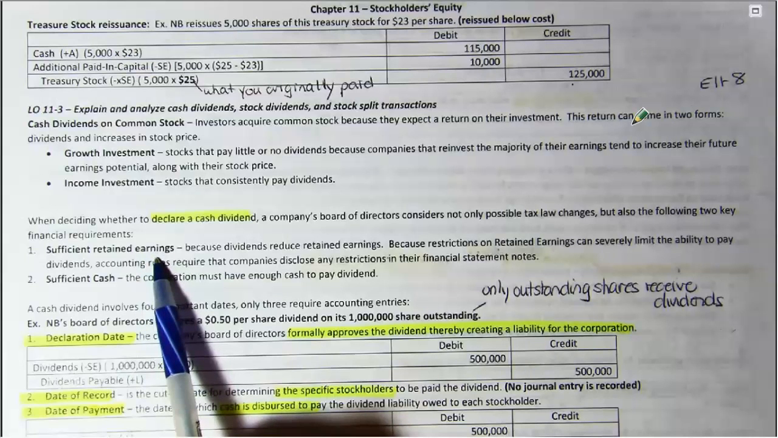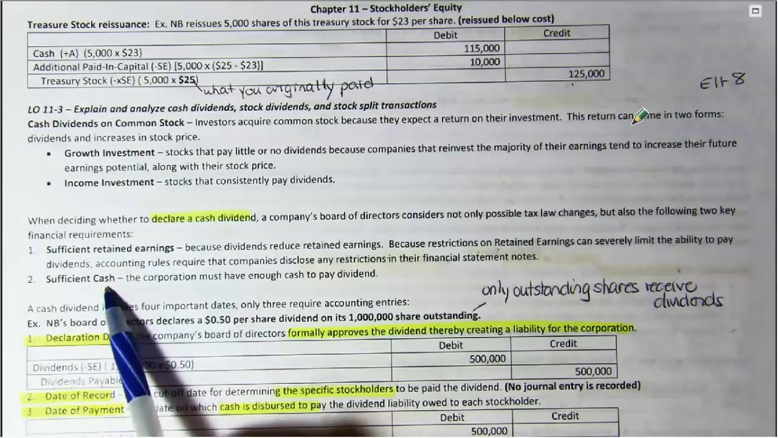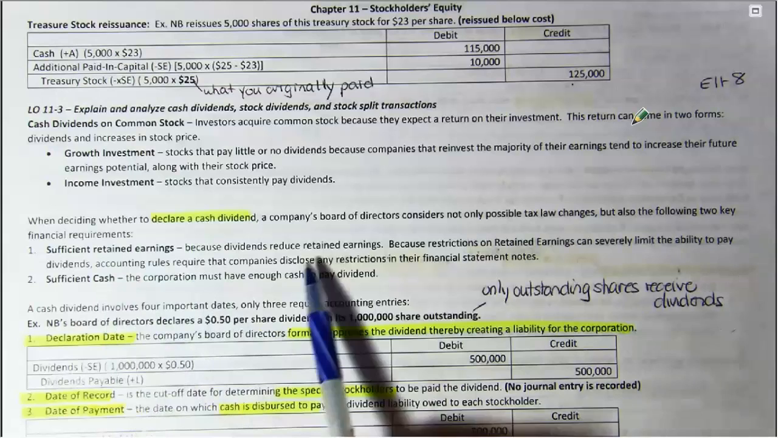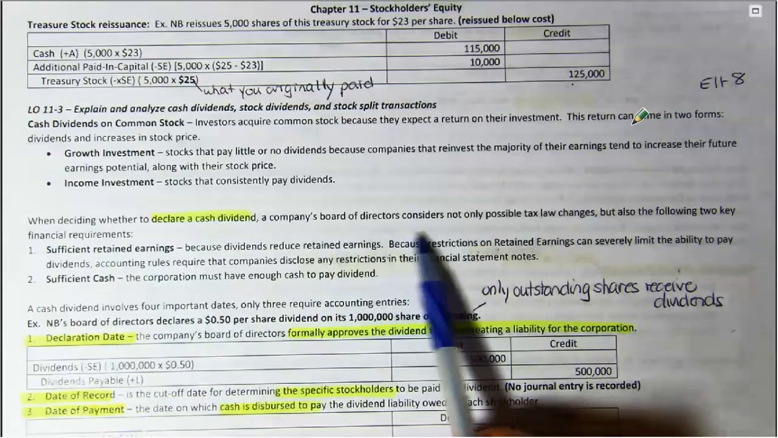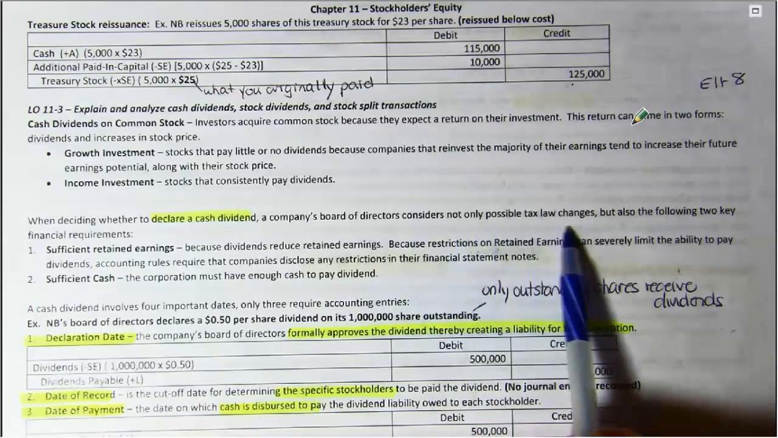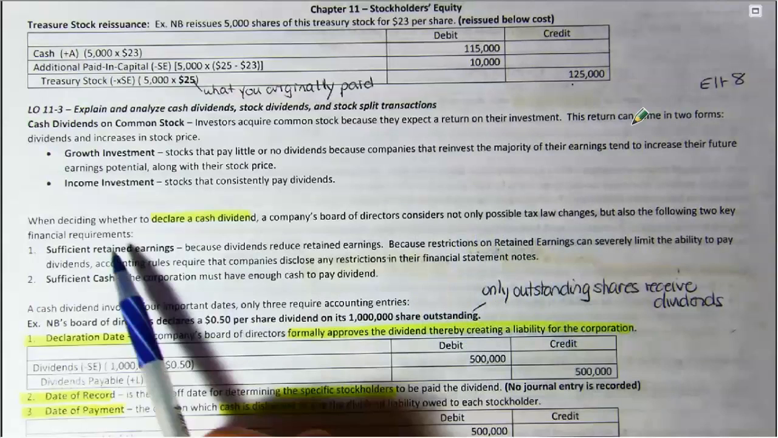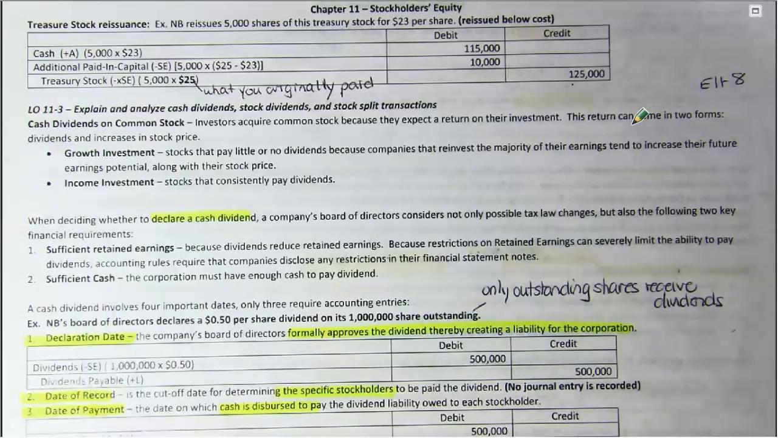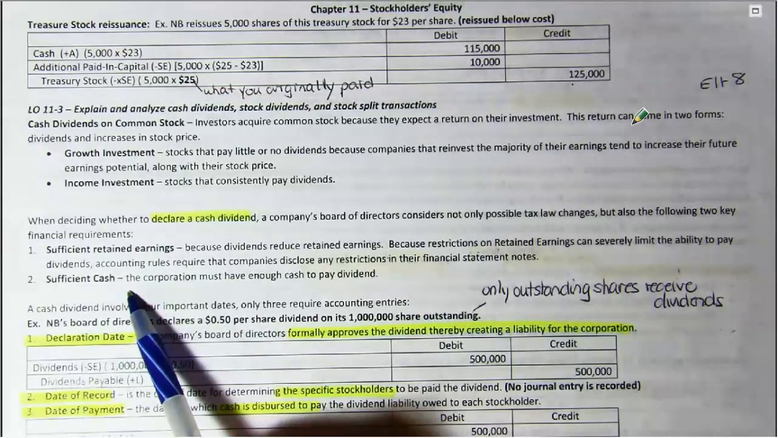Remember, earnings is another name for net income or profit, and the retained earnings account is where we keep our profit or net income. The other thing is, if you want a cash dividend, you have to have cash. So a company's board of directors considers not only possible tax law changes, but these two things. They need to make sure they have earnings to share, and they need to make sure they have cash. If they've got both, they can declare a dividend.